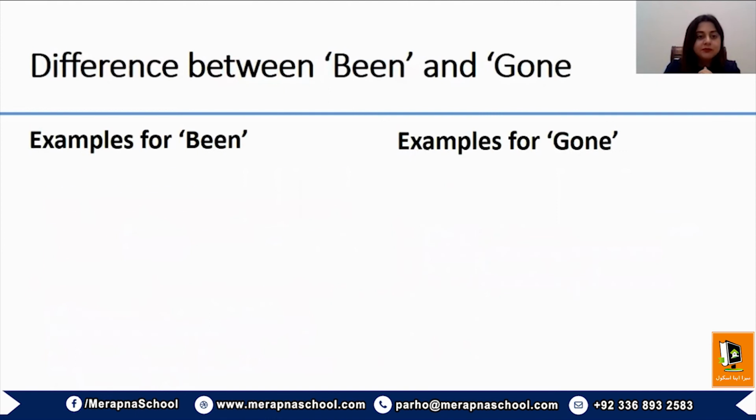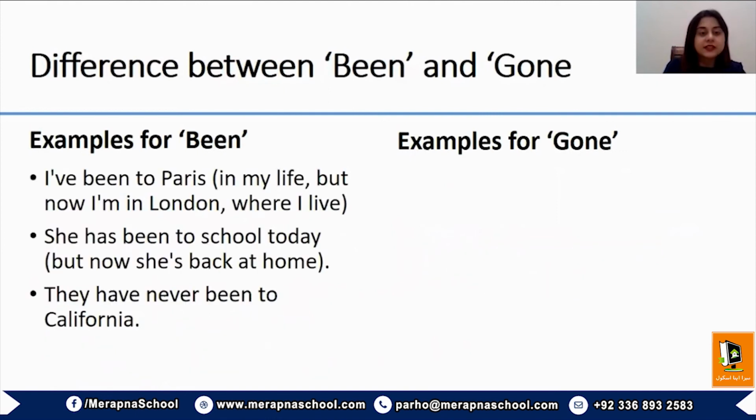For example, I have been to Paris in my life, but now I'm not in Paris. I'm done with that experience, and now I live maybe in London or in any other place. She has been to school today, but now she is back. She went to school, but she's back. So a simple way could be just using past indefinite, like she went to school. But we use present perfect for this context as well. They have never been to California.